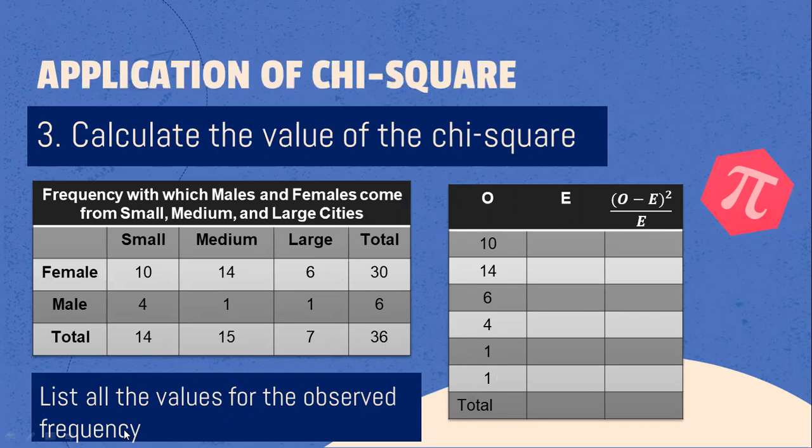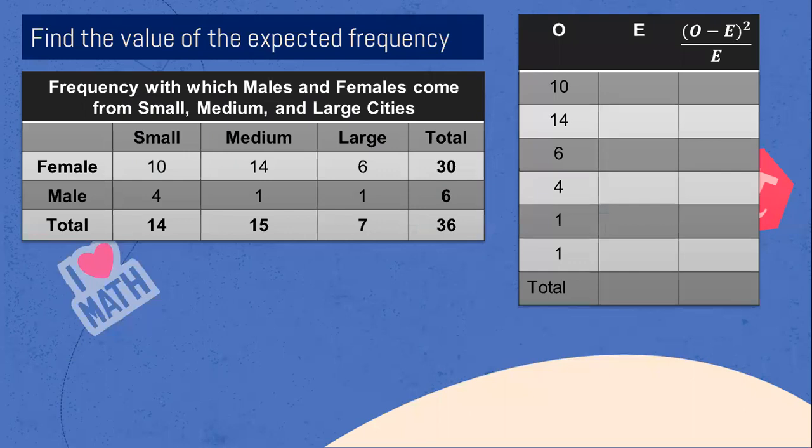First step, list all the values for the observed frequency. That is the first step, as simple as that. Second step, find the value of the expected frequency.